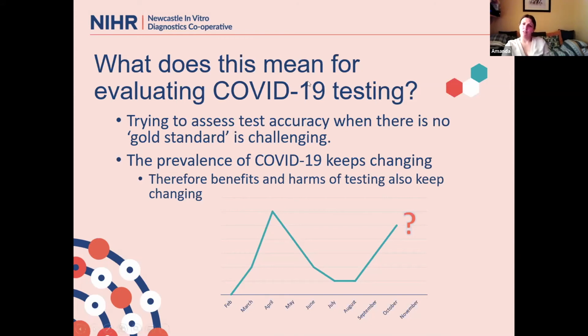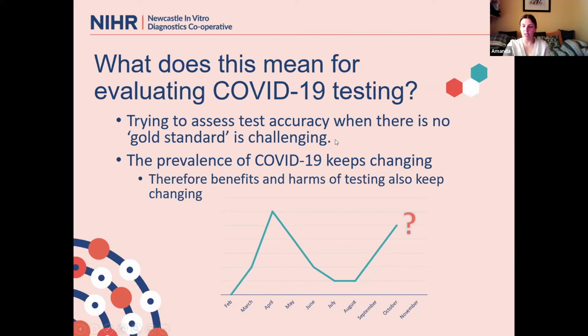What do these mean for evaluating our COVID-19 tests? And I've touched on some of these, but trying to assess test accuracy where there is no gold standard can be quite challenging. I mentioned earlier that you have to calculate sensitivity and specificity against your gold standard.